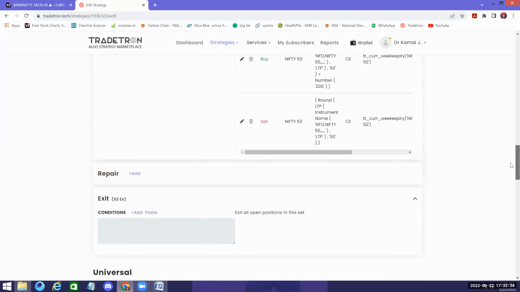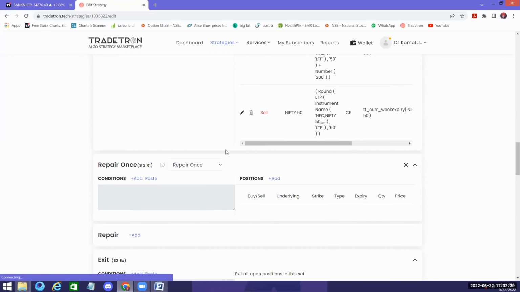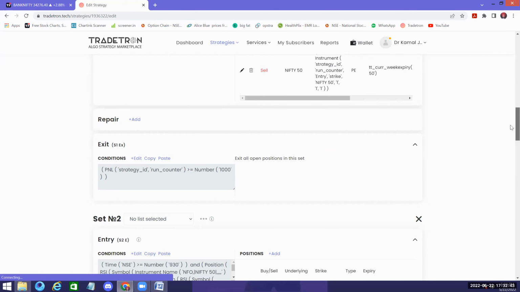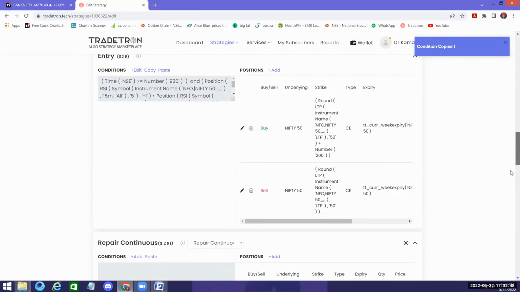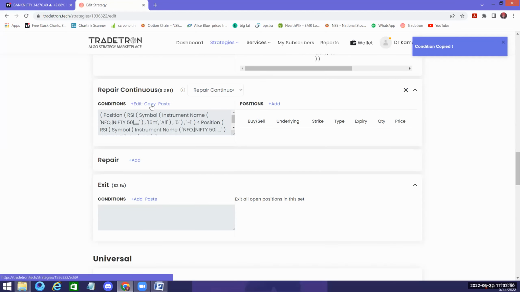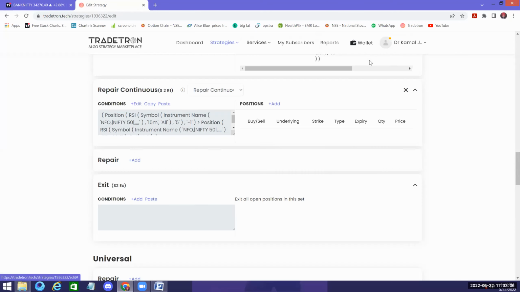Now, same way, let's say we all want to make a profit. So we add a repair continuous. We don't do anything else. We just copy here and paste it here. Now our exit is when the market turns the other way. So whenever RSI 5 moves greater than RSI 14, we should get out of this. So this is our repair condition.